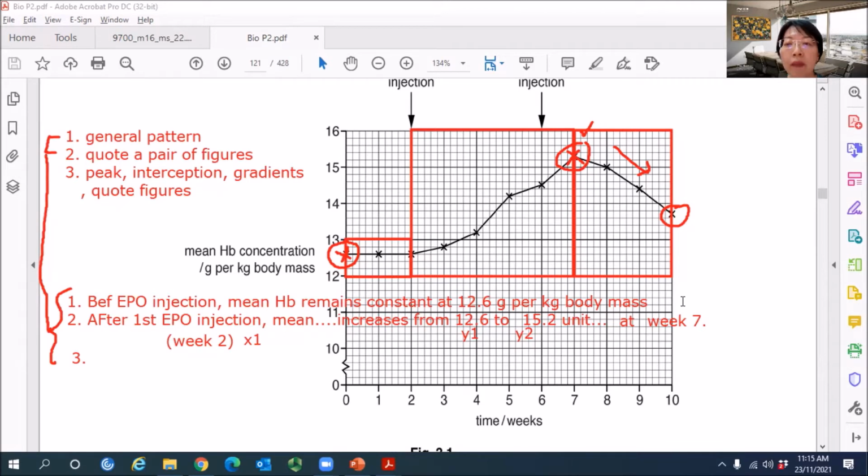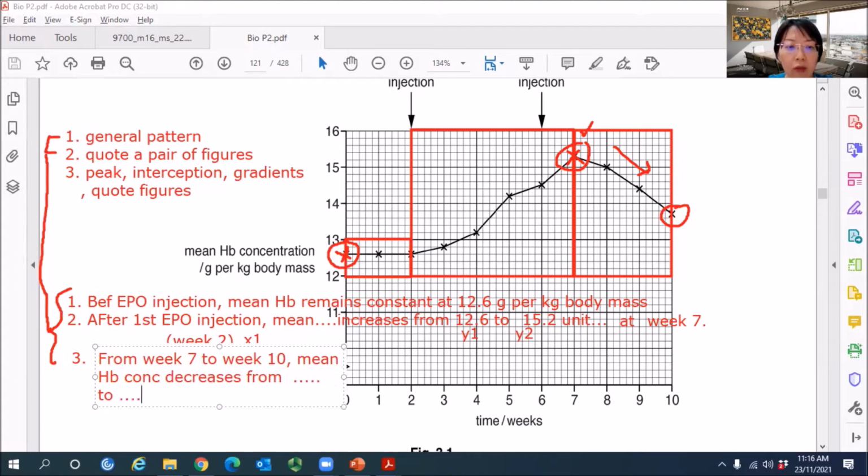I can say that this one is more general already. So from week number 7 to the final week, which is week number 10, what is the pattern? The mean hemoglobin concentration decreases. You have to copy the whole thing, then from what value to what value, and then plus the unit. So can you tell me decreases from what value to what value?